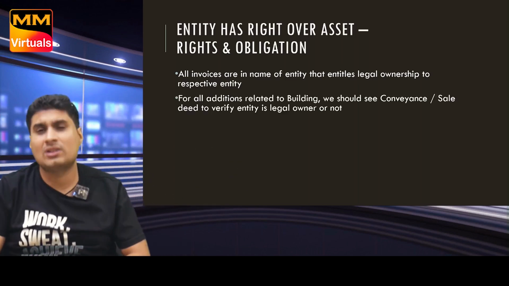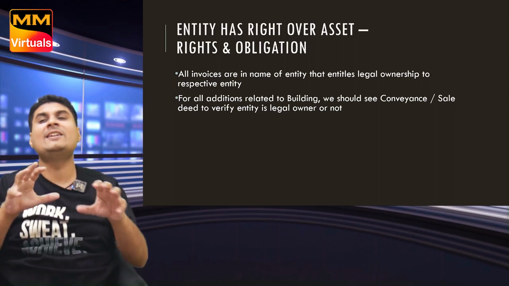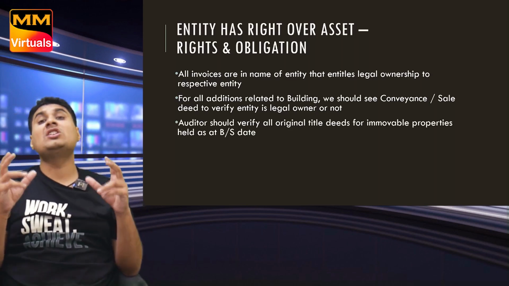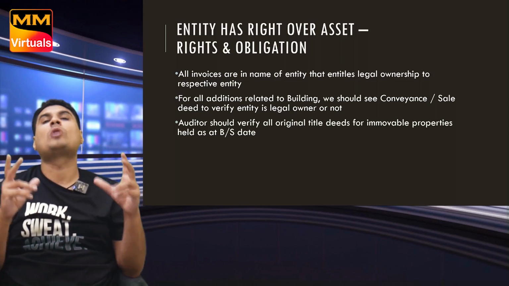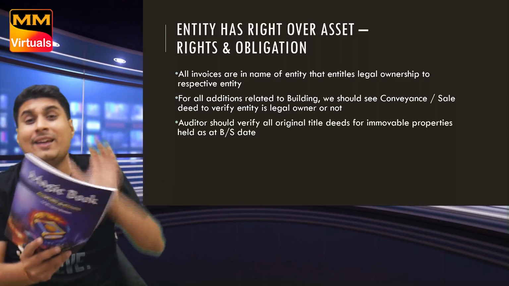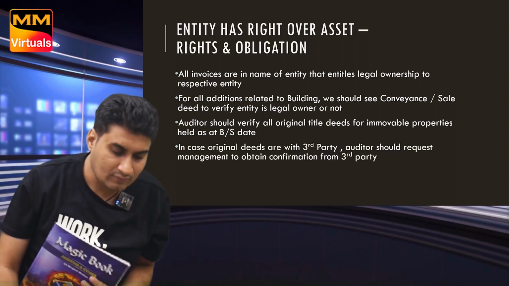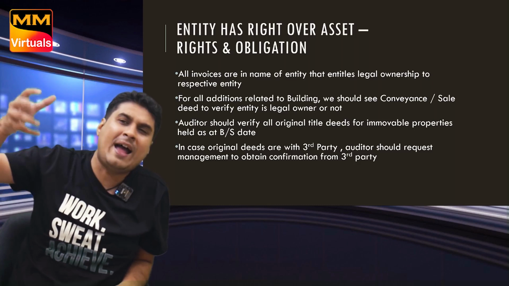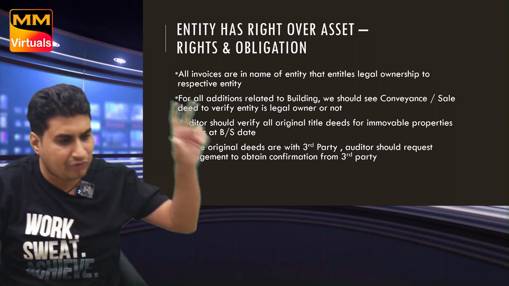Second, for all additions, see conveyance or sale deed to see who is the real owner. Third, auditor should see original title deeds of immovable property. I will check the title deed. House should be in your dad's name. Only then it is your house. Third, in case original deeds are with third party, many times we keep with bank, take confirmation from third party.